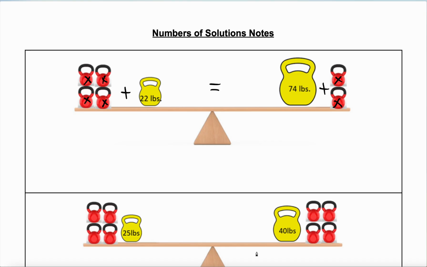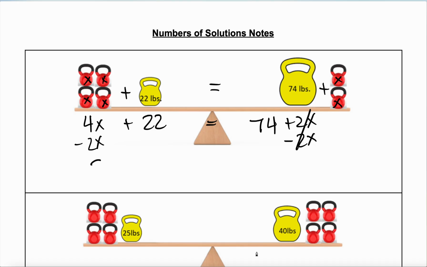And then I'm actually just going to write this as an equation sentence. 4x plus 22 is equal to 74 plus 2x. This is a variables on both sides equation. So just like we finished working on, I'm going to first start by isolating my variables onto one side. To do that, I'm going to move my 2x just because it is the smaller of the two numbers. When I do that, I am left with 2x plus 22 is equal to 74.